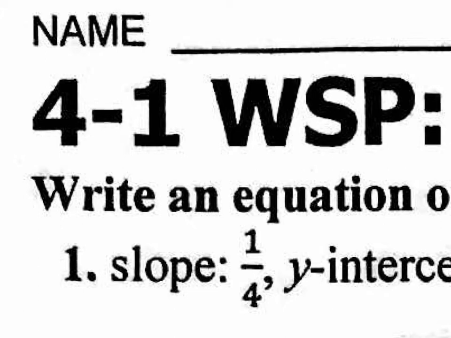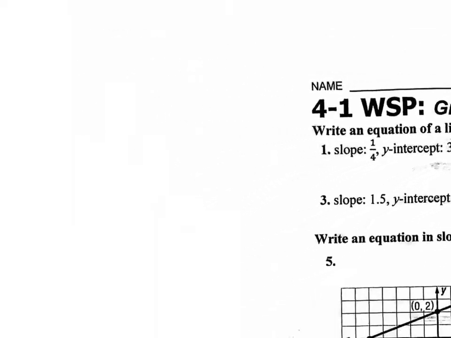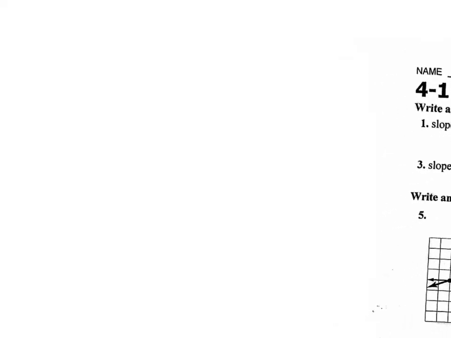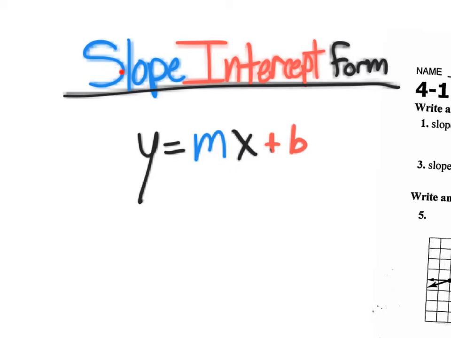So we're making a video explaining the homework, 4.1 WSP, and this is all on slope-intercept form. Slope-intercept form, again, the word form just means the way it looks. And what is slope-intercept form? Y equals mx plus b is slope-intercept form. Now, why do you think they call it slope-intercept form?